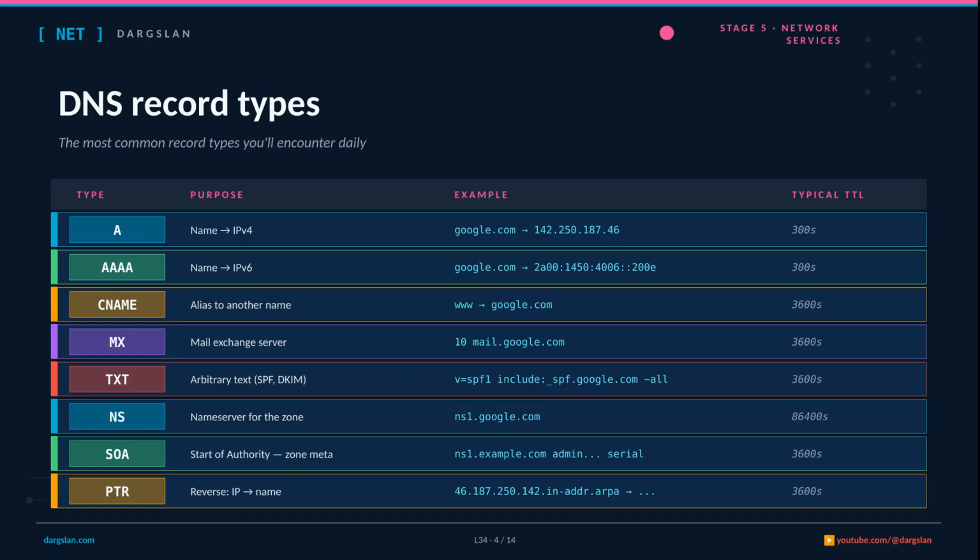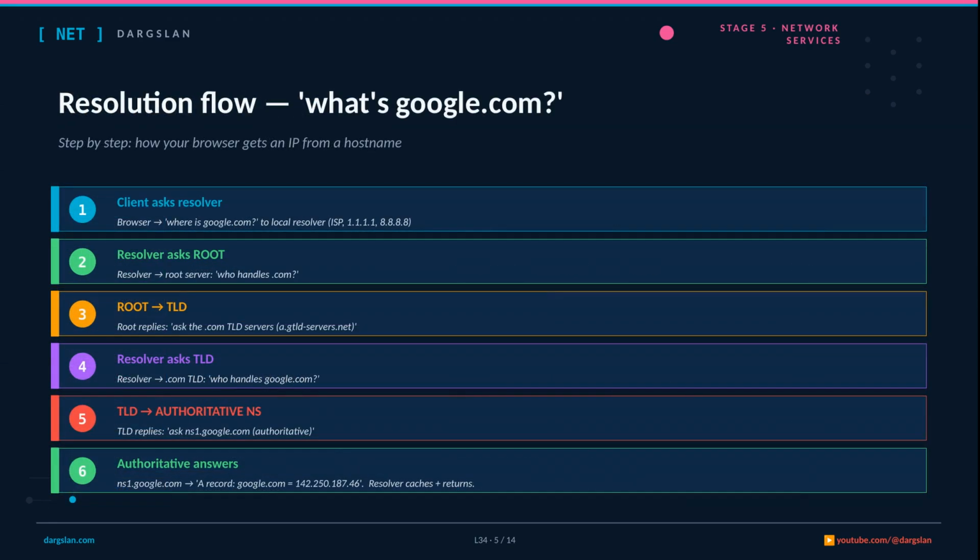And notice that TTL column on the right. It tells resolvers how long they're allowed to cache each answer, which becomes important in just a couple of slides. So let's trace a real lookup end to end. Your browser asks its local resolver, maybe your ISP's, or 1.1.1.1, or 8.8.8.8, where is google.com? That resolver then walks the hierarchy we built earlier.